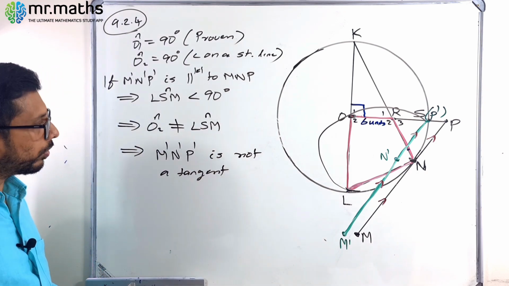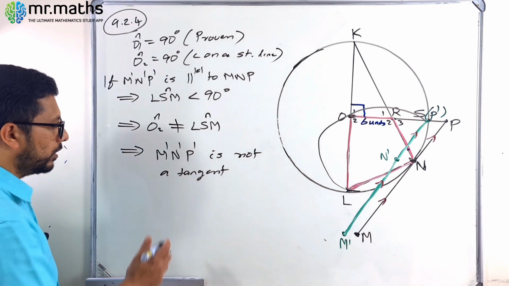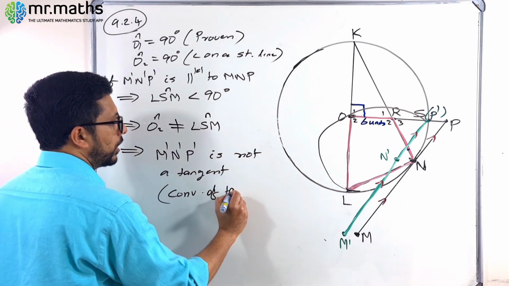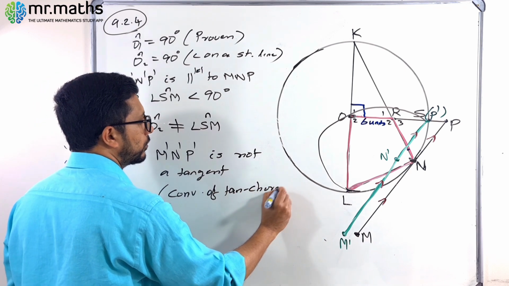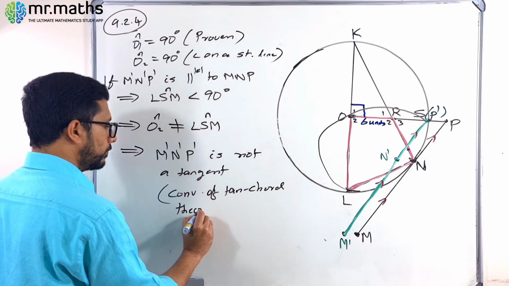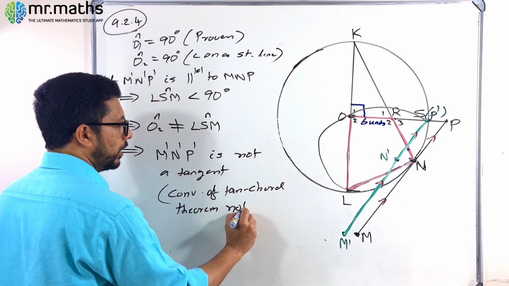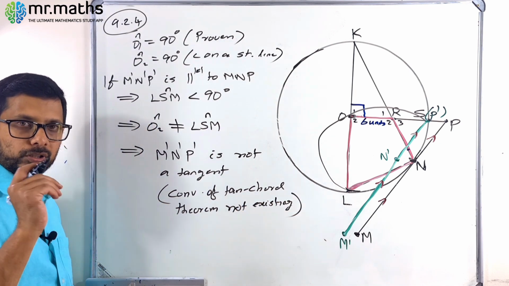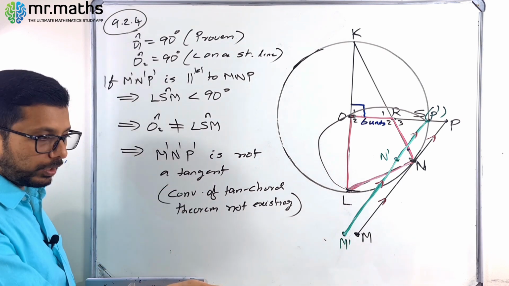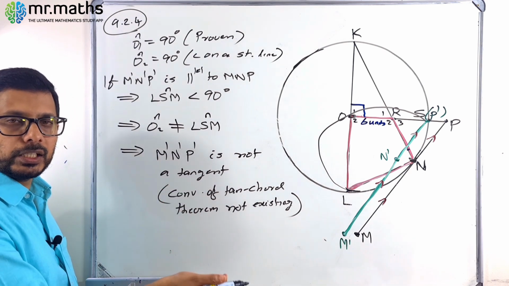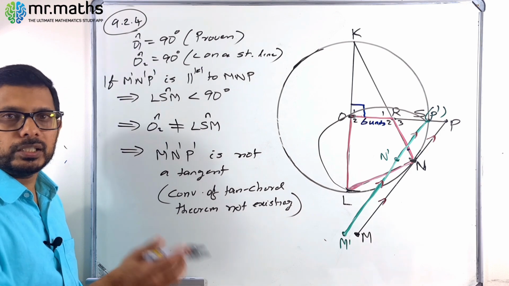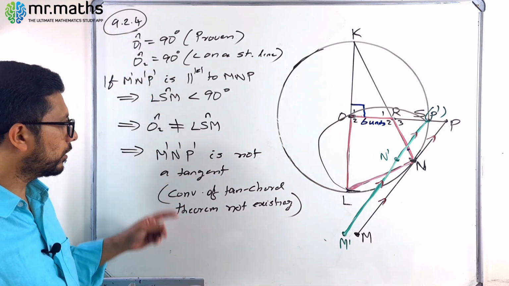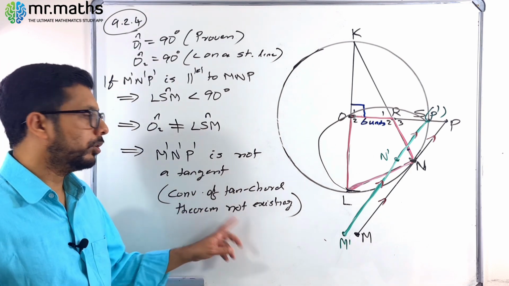What is the reason? Converse of tan chord theorem is not existing. Am I right? Do you remember the tan chord theorem? That one, the 90 degrees and 90 degrees, it must be 90 degrees and 90 degrees. But we are not getting 90 and 90, so it means that that one is not a tangent. That is why we have to write converse of tan chord theorem not existing.